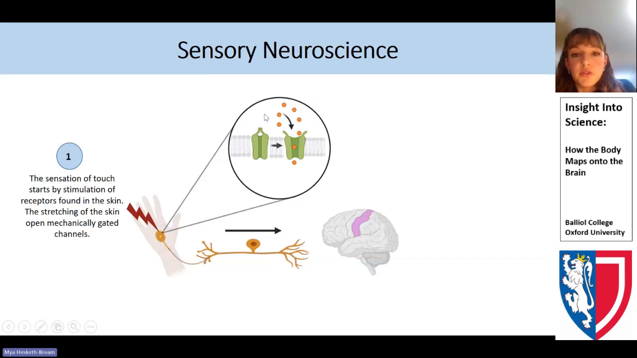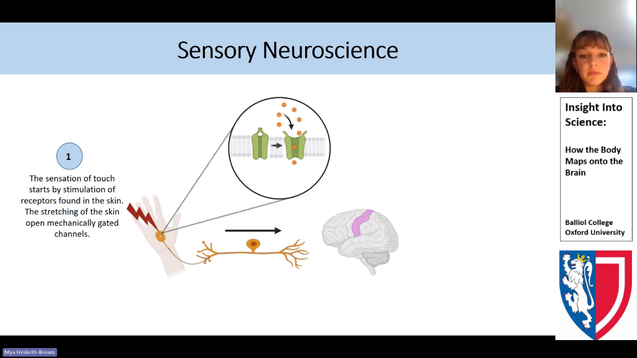And so this is the outside of the neuron or the cell, and this is the inside. And what happens is when you open this channel, so when you stretch the skin and the channel opens, you allow positive charge inside the cell. When it's just resting, there's more positive charge outside than there is inside. So when you open this, it's going to diffuse, going down its concentration gradient into the cell. And when that happens, it kind of charges up the cell.